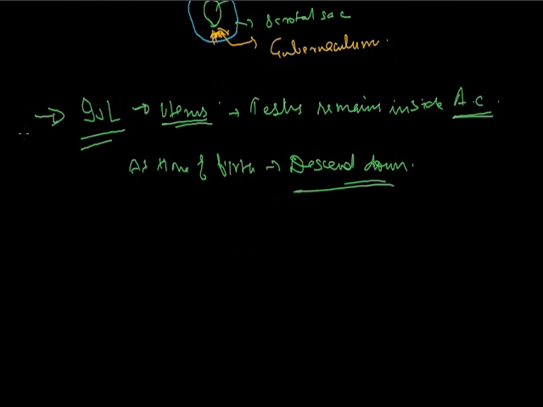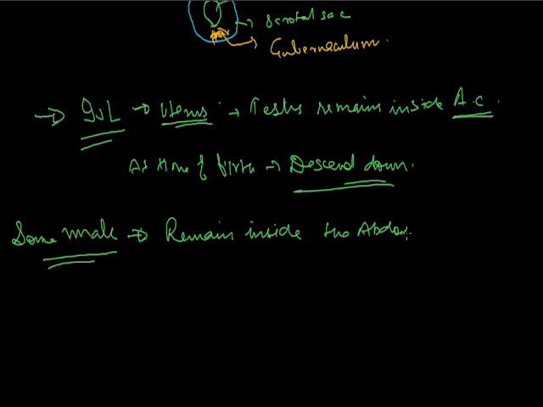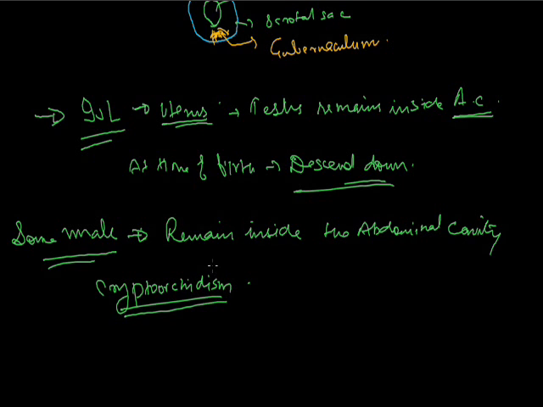This is a natural process, but in some males by default, the testes at the time of birth cannot descend down to the scrotal sac, and they remain inside the abdominal cavity. Means the child has been born, but the testis cannot descend down to the scrotal sac, and it remains inside the abdominal cavity. This condition is known as cryptorchidism. Cryptorchidism is a defect in the male when the testes remain inside the abdominal cavity.